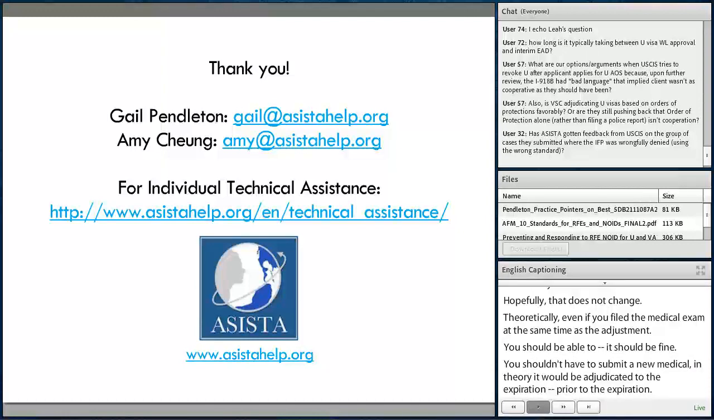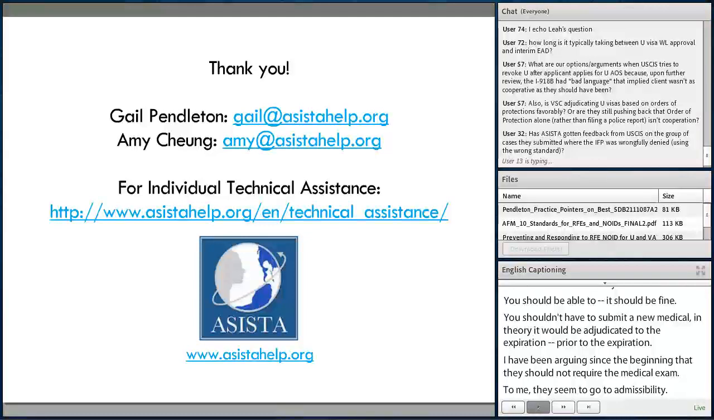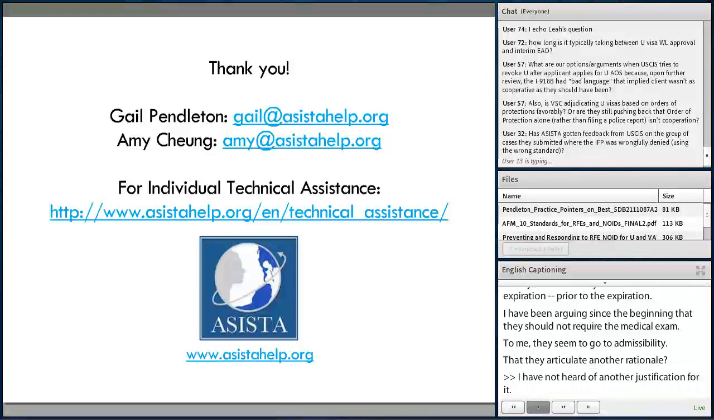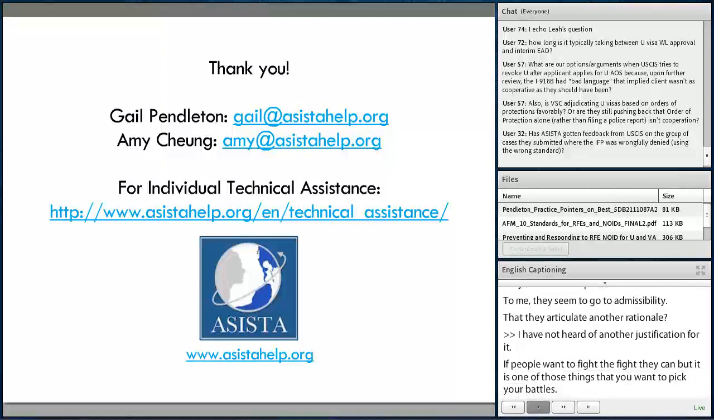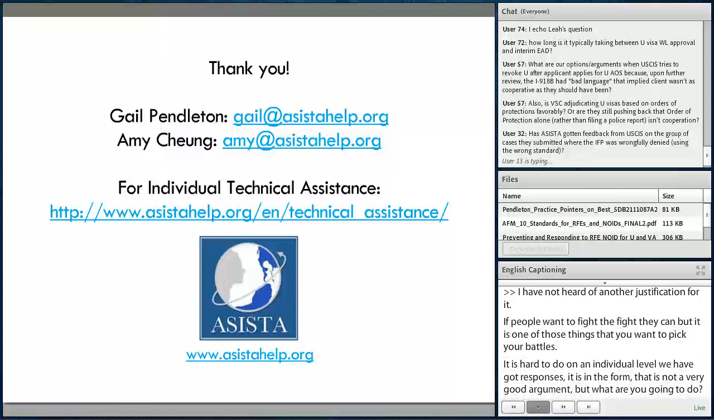Just a little footnote, I've been arguing since the beginning that they shouldn't be requiring medical exams for U adjustments because to me they seem to go to inadmissibility. Did they articulate some other rationale for requiring them for an adjustment when you've already overcome inadmissibility? Have we heard? Amy? I haven't heard of another justification for it. I think that if people want to fight that fight, they certainly can, but you might want to pick your battles, right? And you fight that fight when you actually have to. It's hard to do on an individual level because the responses we used to get were, well, it's in the form. It's like, okay, that's not a very good argument, but what can you do?